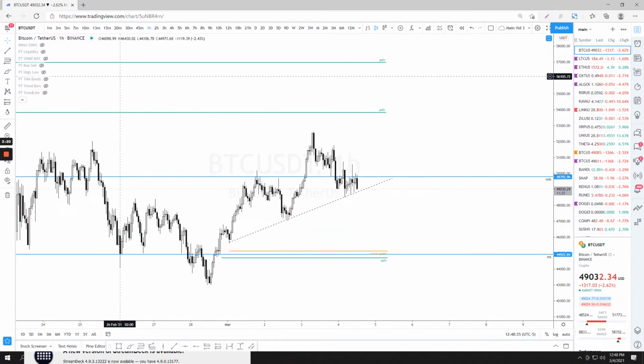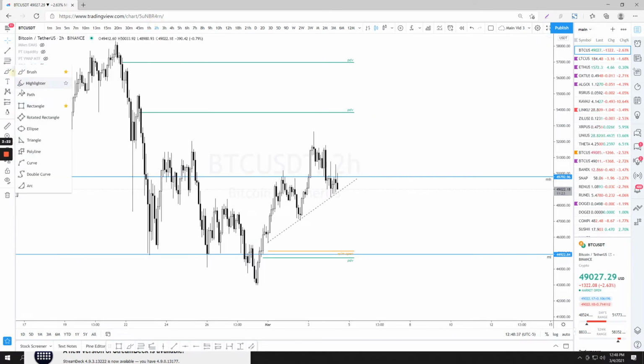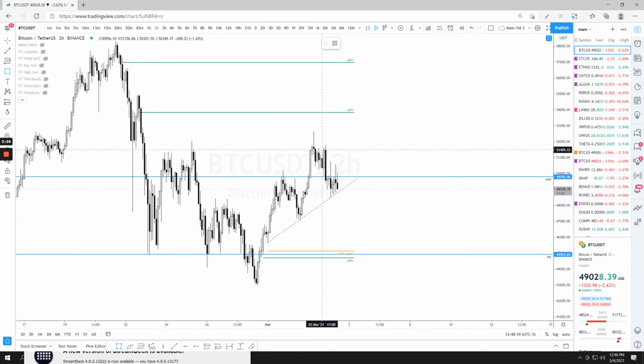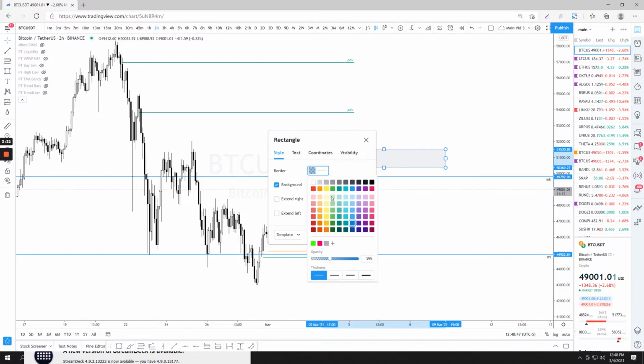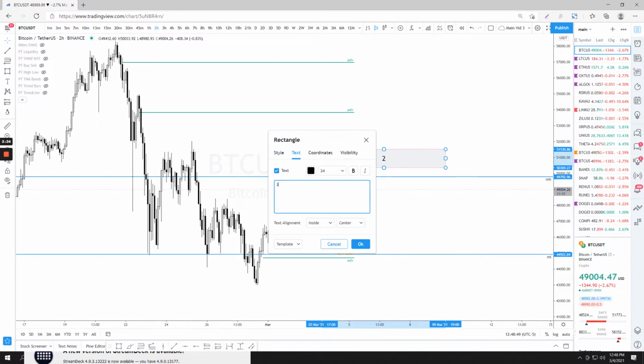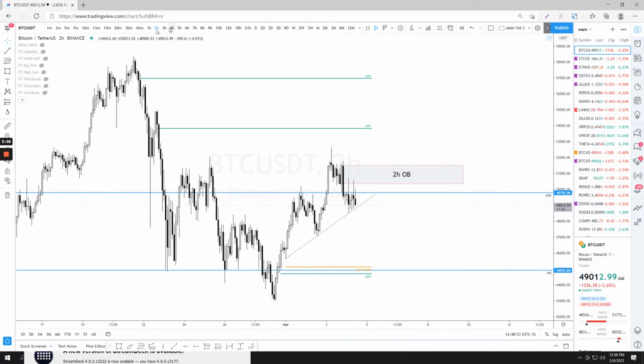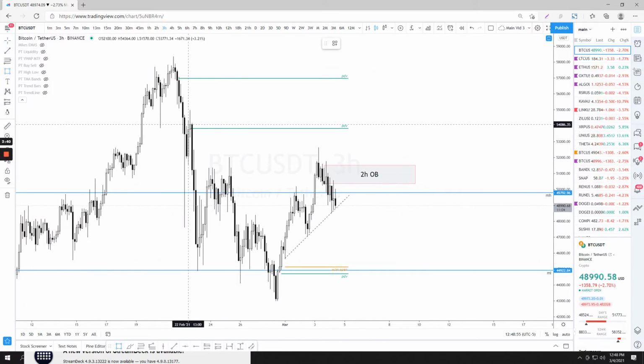All right, so now what are we looking at? Well, we have a 2 hour order block. I'm not going to paint this hard. I'm going to paint this gray because it's not. Where's my supply zone? That's my supply zone.